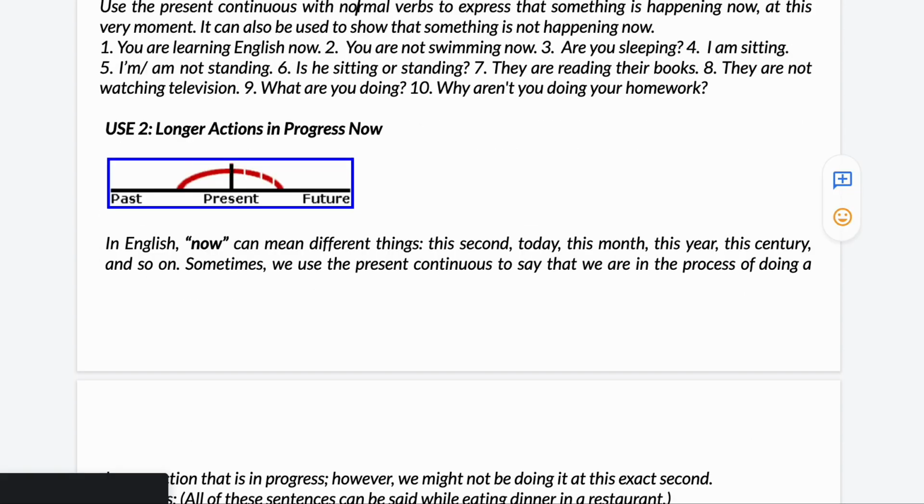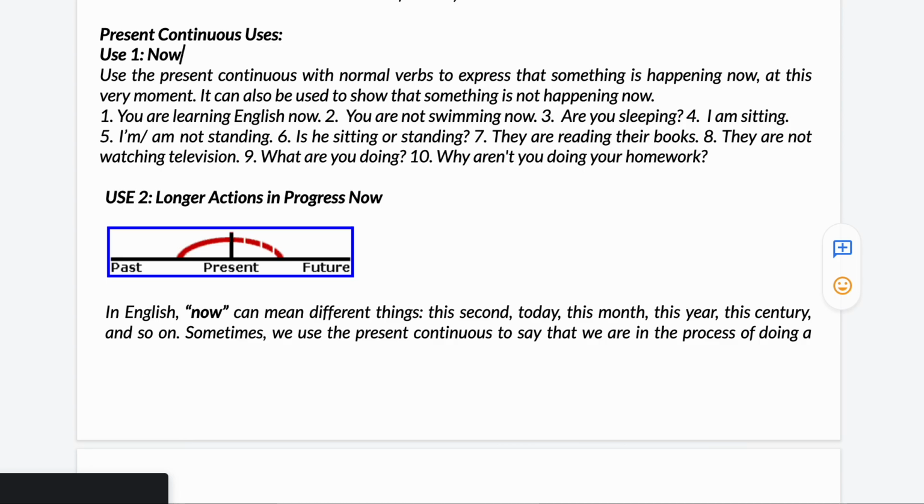So continuous tense. The first use is that we use it with normal verbs to express that something is happening now. Here it says use number one is now. Now means right now, currently, at the moment. So we use it to describe something which is happening right now. I've got roughly 10 examples here. We're going to go through the given examples, and you will pick up the critical point in this regard, which is: you are learning English now.